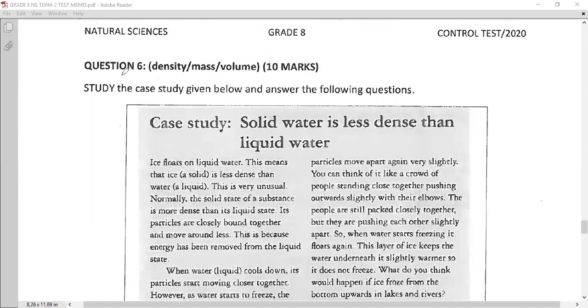Question 6. Okay, I just want to finish this today. That's why I'm going a little bit faster. Sorry for that. Excuse me.